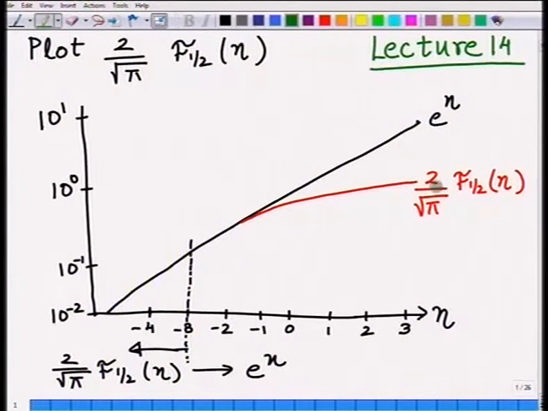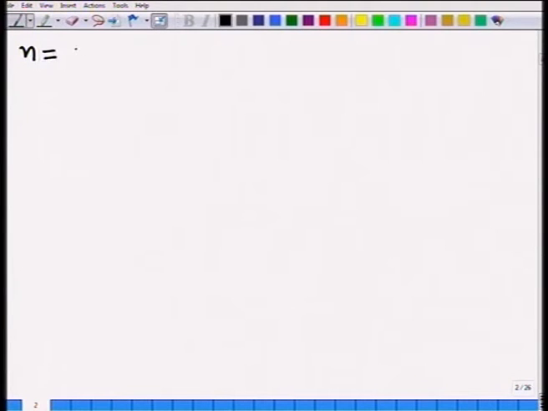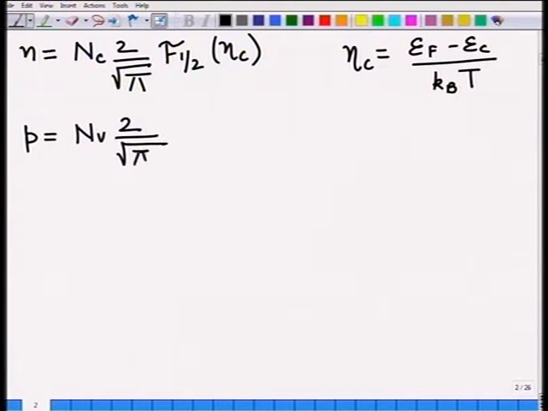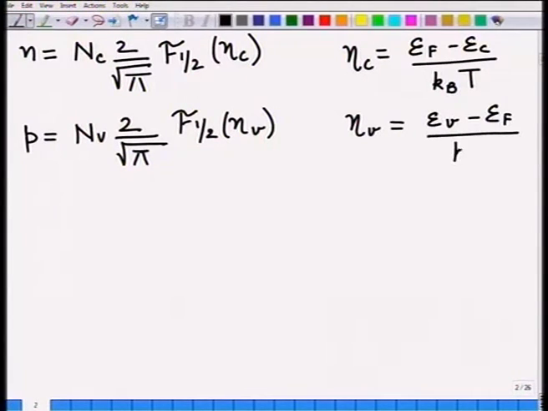Remember, we calculated that n, the number of electrons per unit volume in the conduction band, is equal to N_c times 2 by root pi, this Fermi Dirac function of order half, where eta c was equal to (E_f minus E_c) by k_B T. And similarly, we had derived the number of holes per unit volume, the hole density, equal to the effective density of states of the valence band times the Fermi Dirac function of order half of eta v, where eta v was equal to (E_v minus E_f) by k_B T. That is what we had derived.